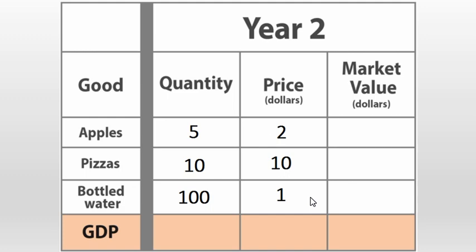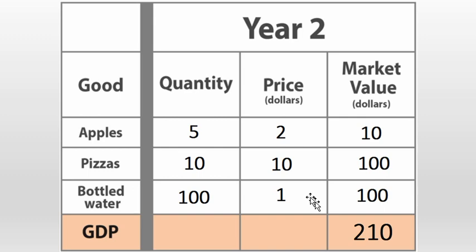So we're going to use year two quantities, but with year one prices. We do the same thing we did before: 5 times 2 to get the market value, 10 times 10, and 100 times 1. Then we add up those market values and we see that the market value of the goods went up to 210. So production went up, the value of the production went up. It just didn't go up as much when we kept the prices constant.